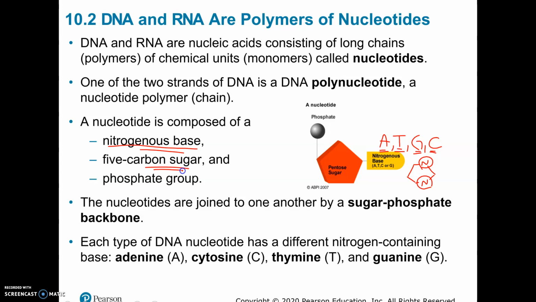The 5-carbon sugar in DNA specifically is a specific sugar called deoxyribose. And that's where the name, the D, in DNA comes from. In RNA, it's not deoxyribose, it's a slightly different sugar called ribose. And then both DNA and RNA have a phosphate group.